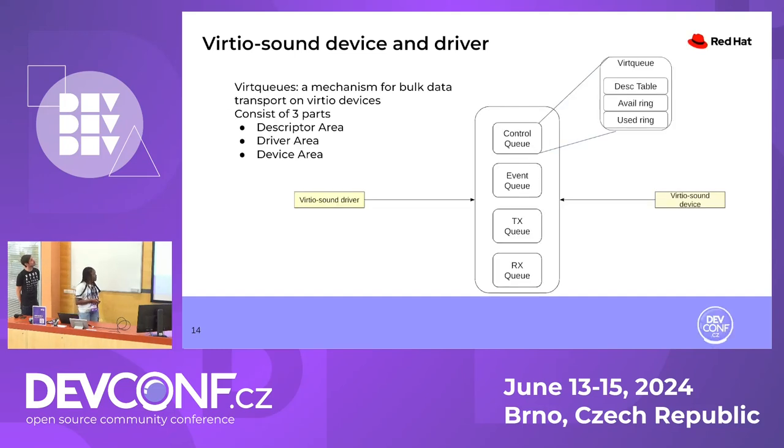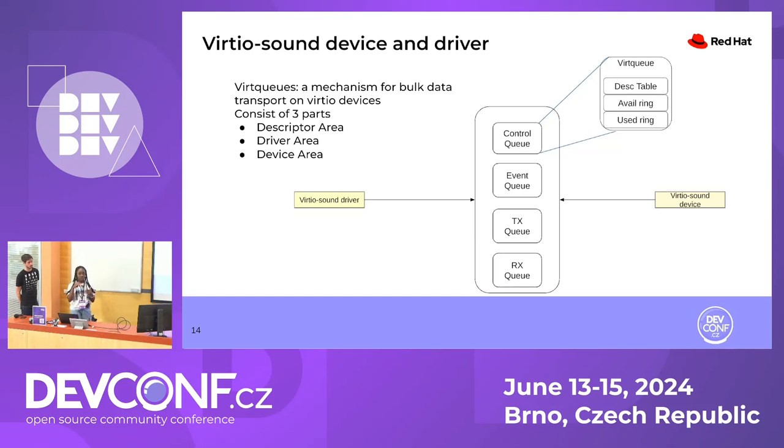Next. In a nutshell, a virtqueue is a queue of guest-allocated buffers, and the virtio sound driver consists of four virtqueues: the control queue, the event queue, the TX queue, and the RX queue.